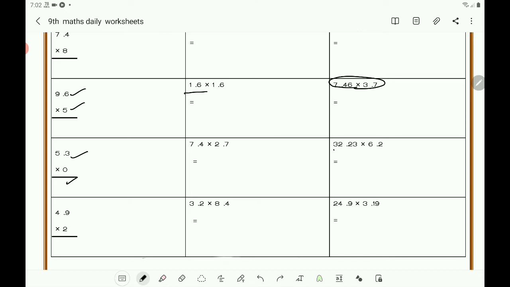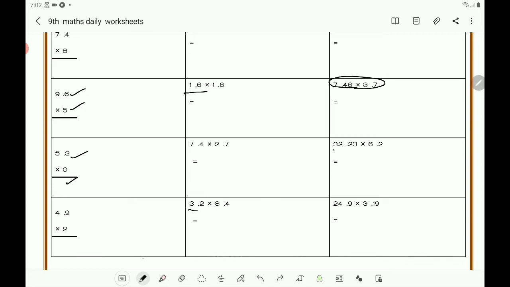3223 into 62 we have to do. Then 4.9 into 2, 49 into 2. Put the decimal point after 1 digit. 3.2 into 8.4, 32 into 84, then 24.9 into 3.19, that is 249 into 319.